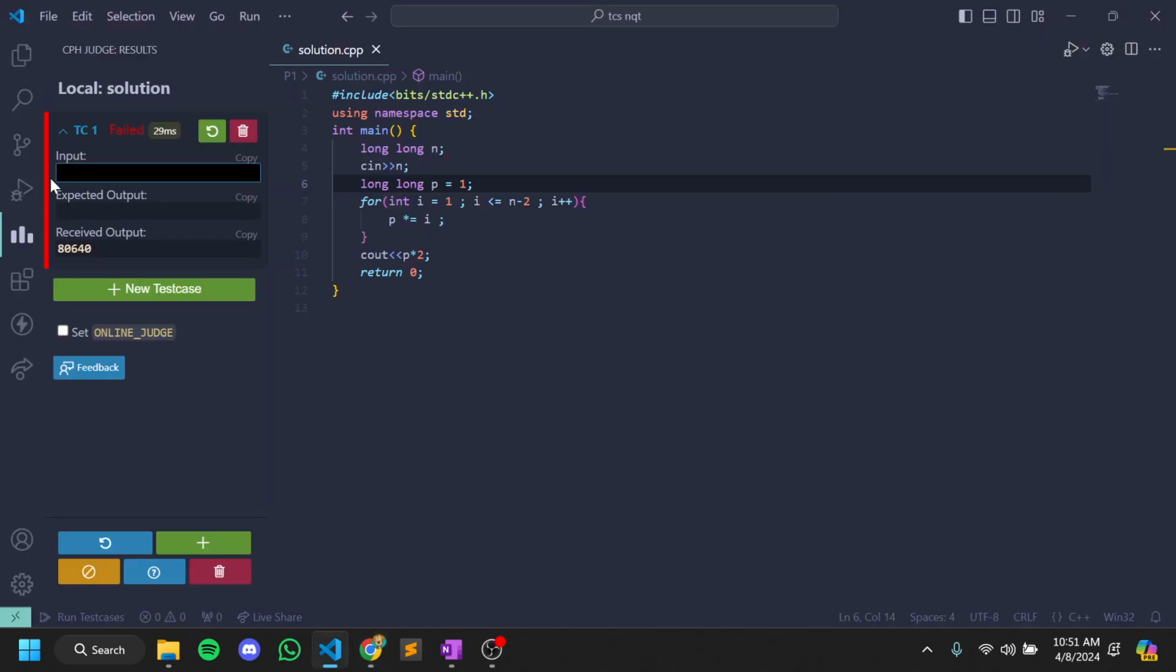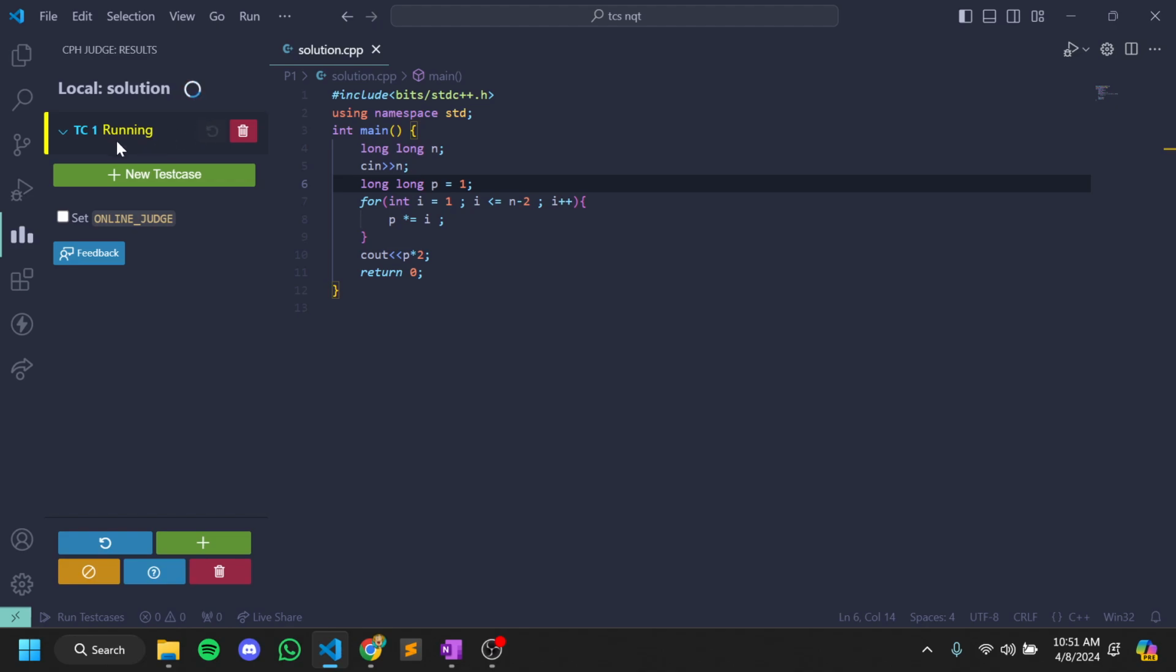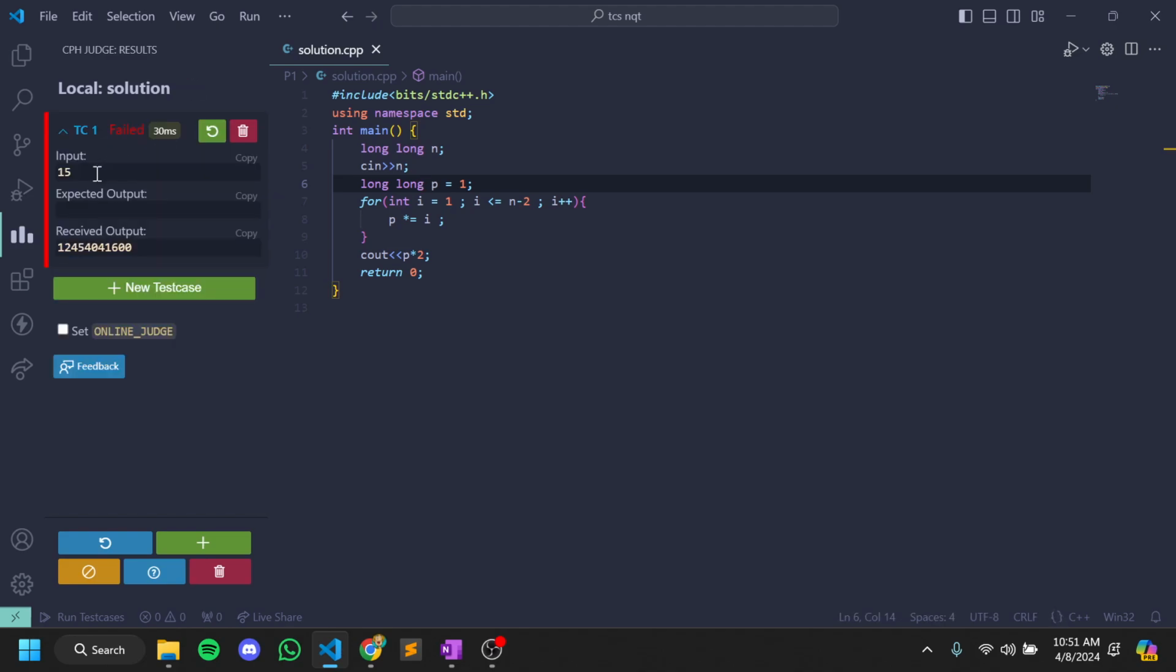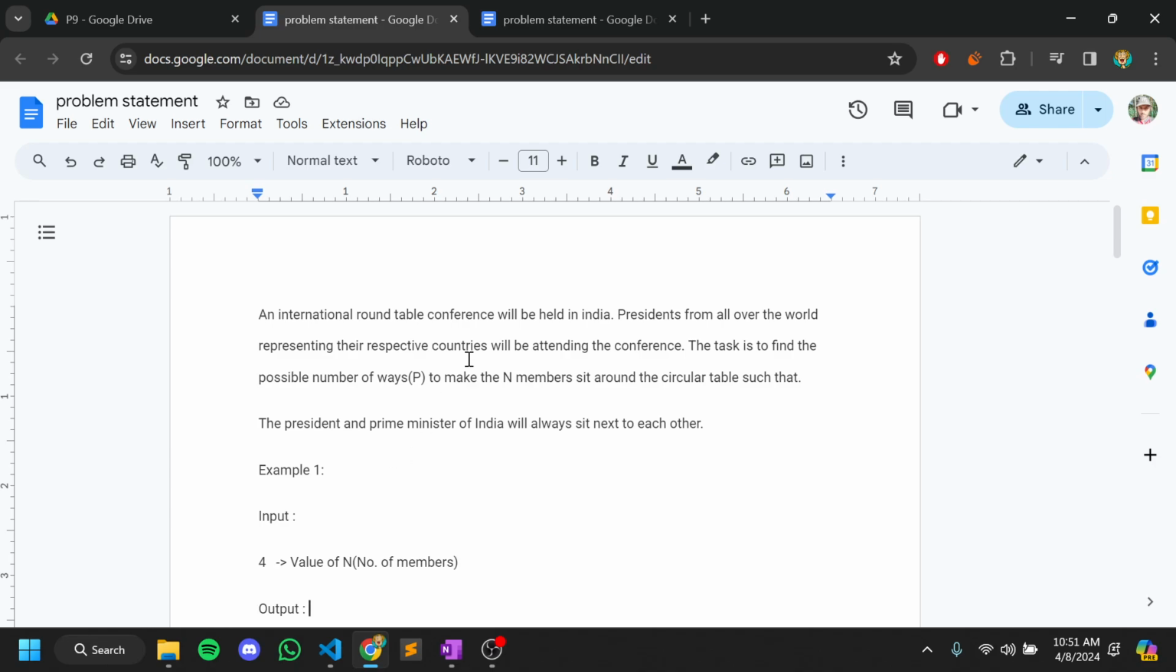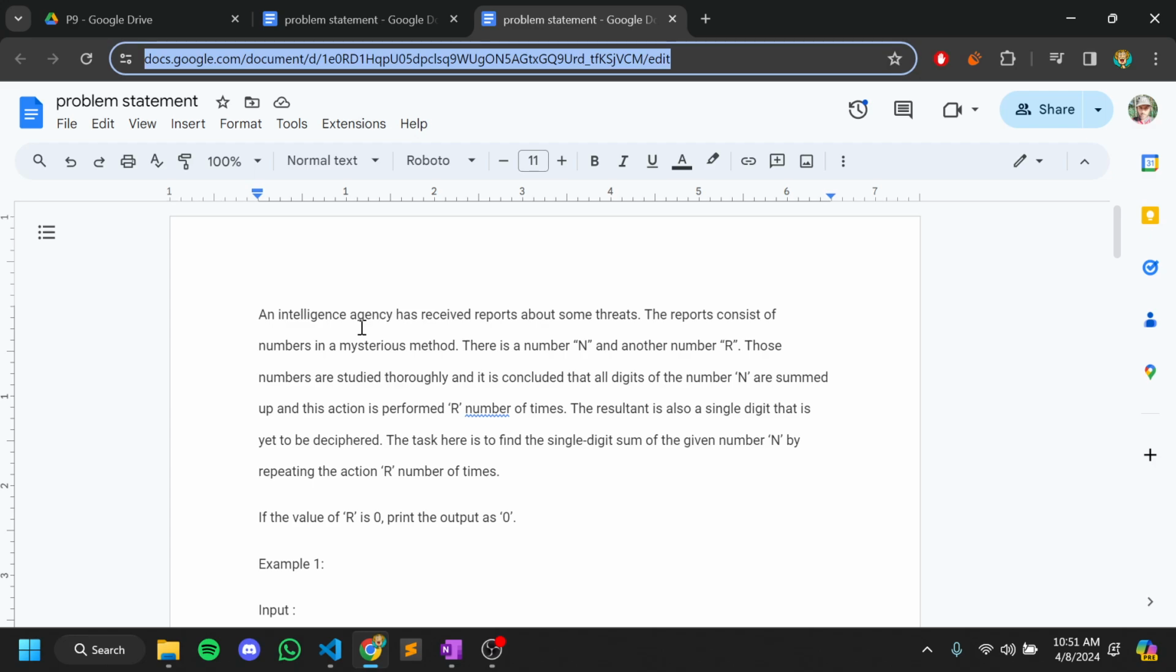Let's check if it works for 15 as well. 15 is a very large number. It's working fine. Yes, till 15 it will work fine. So yeah, pretty easy problem. Now let's move towards the next problem.